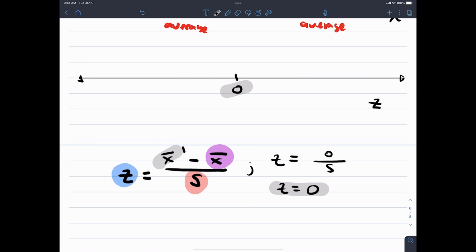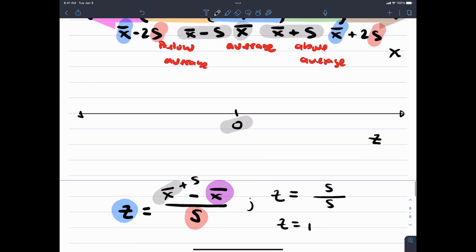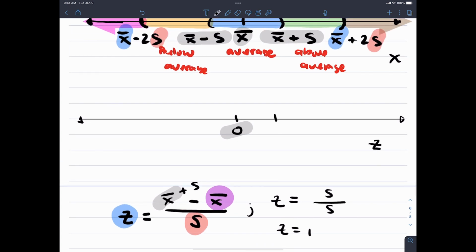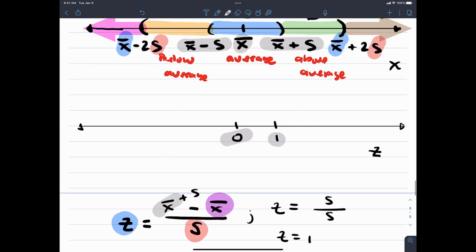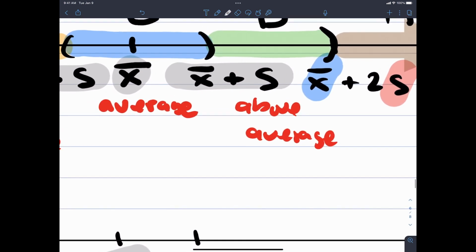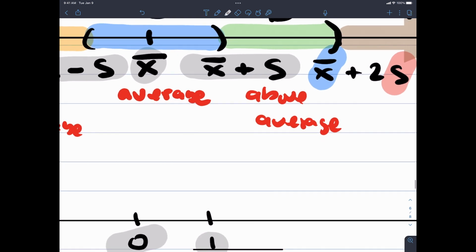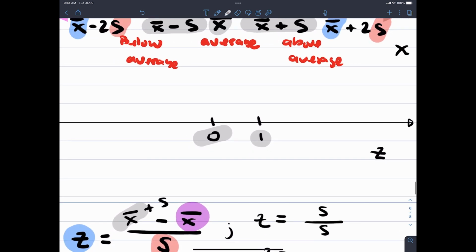And now we have the mean plus S. And that's going to give us what? S over S equals what? S over S is what? 1. So that value is a positive 1 now. Okay, so what I'm doing is I converted the mean plus the standard deviation, and that will be 1 on the Z scale.